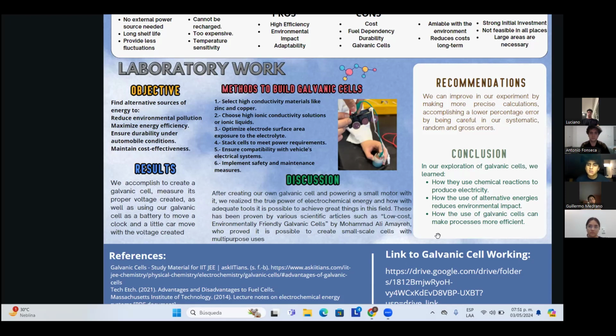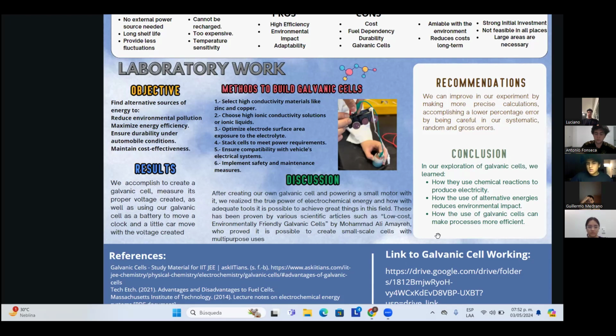During our discussion as a team, we realized that galvanic cells are very useful because we can replace non-renewable sources with galvanic cells, and we have seen it in various scientific research, for example the low-cost environmentally friendly galvanic cells by Muhammad Ali Amaire, who proved it is possible to create small-scale cells that have different multi-purpose uses. They would be very helpful for our environment and for our pockets because they would reduce costs long term.